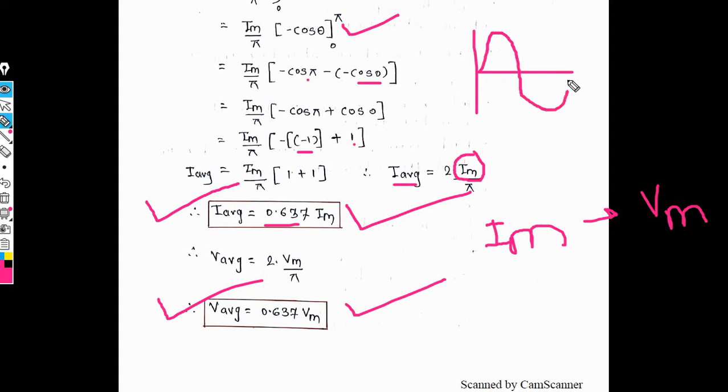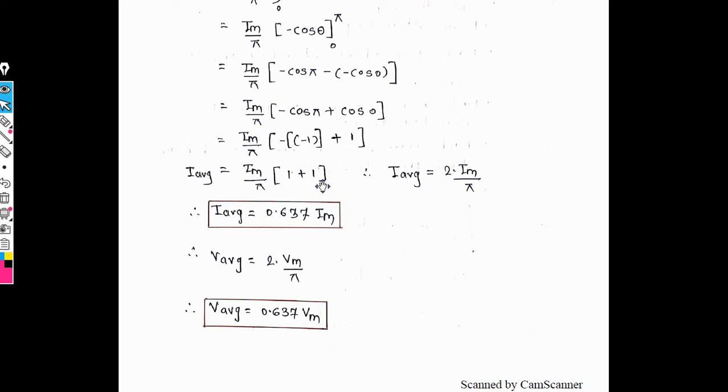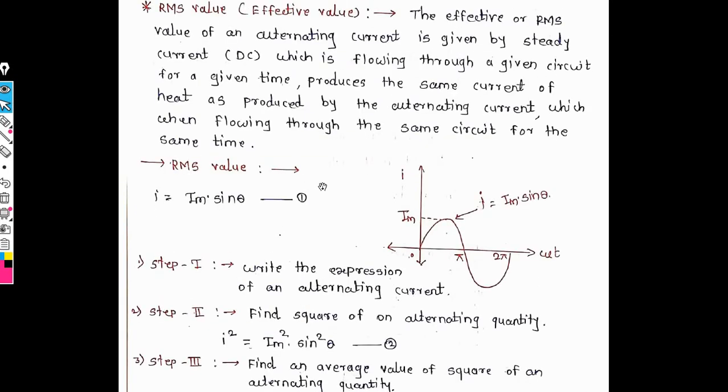This is the voltage waveform, this is the current, and this is the average voltage and this is the average current. These two parameters, average voltage and average current, are very important. That is V average is equal to 0.637 Vm and I average is 0.637 Im. This is the final expression for the average value of voltage and current, and it is a very simple expression. Then next is the RMS value.